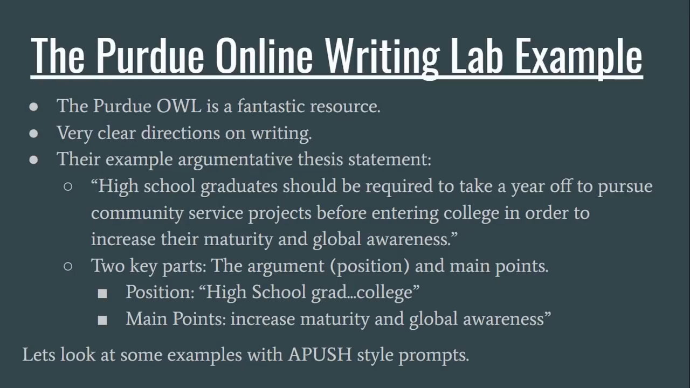There are two key parts to the thesis. First is the argument, which comes in the first half of the sentence. High school graduates should be required to take a year off to pursue community service projects before entering college. Next are the main points, in which this has two, and that is totally fine. You do not need three main points. Two are enough. And the main points are increase their maturity and global awareness.